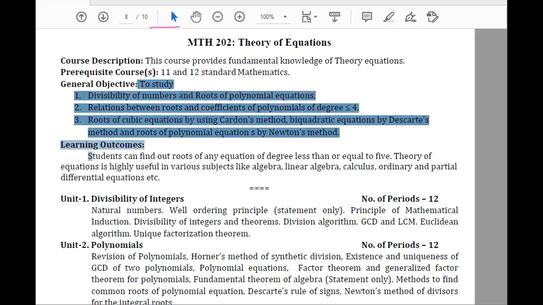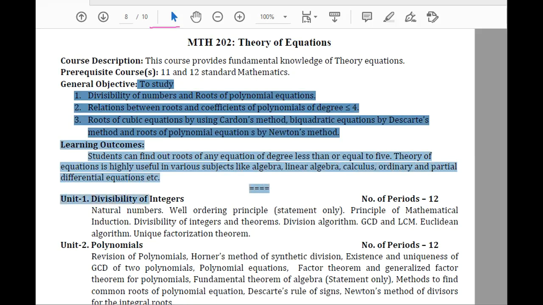Learning outcomes. When we complete this course, you can find roots of any equation of degree less than or equal to 4. Theory of equations is useful in various subjects like algebra, linear algebra, calculus, ordinary and partial differential equations.